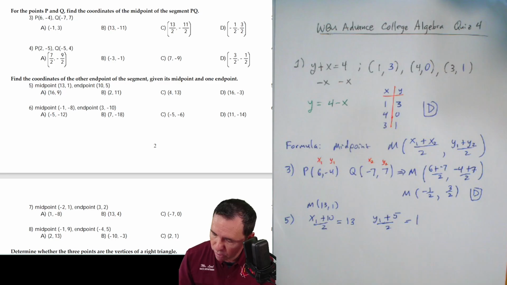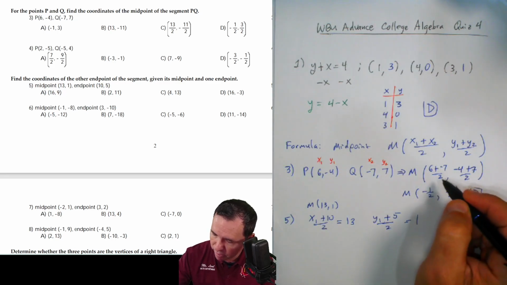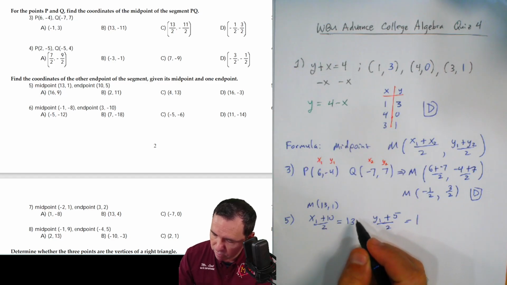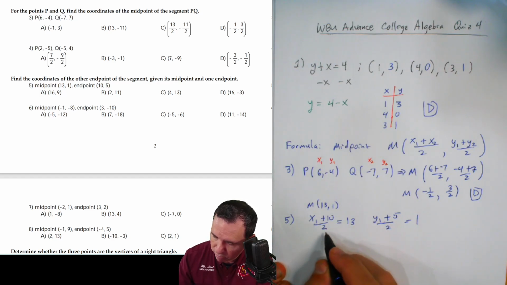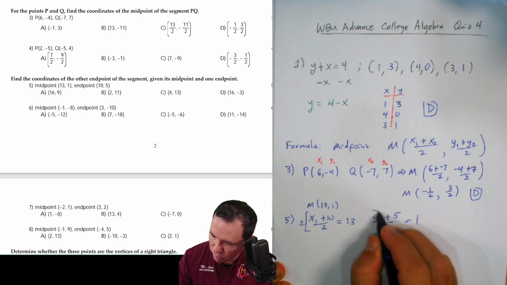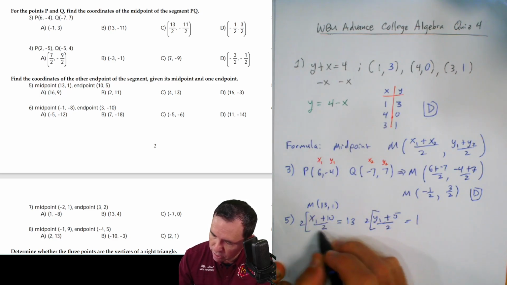So now we got to do the opposite. You know how over here we divided by 2 to get there? Now we're going to have to multiply by 2. That's the reverse of the process. We're going to have to multiply everything by 2. Everything by 2. So here the 2's cancel.